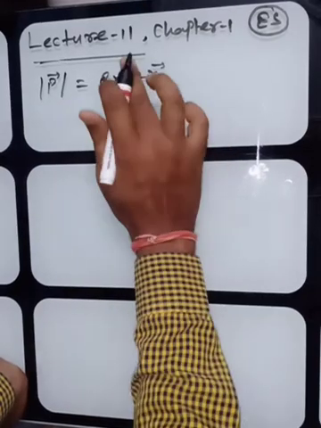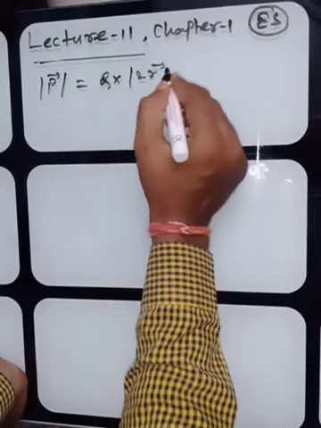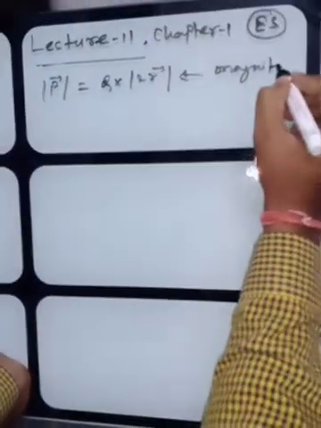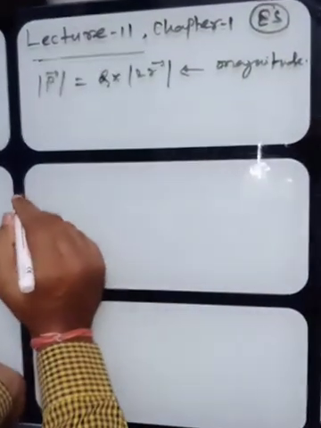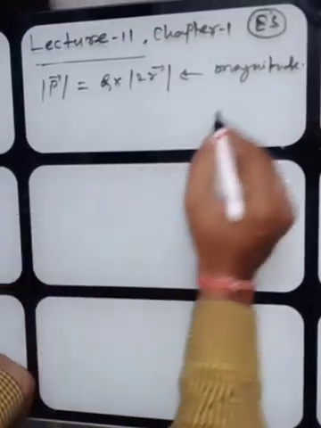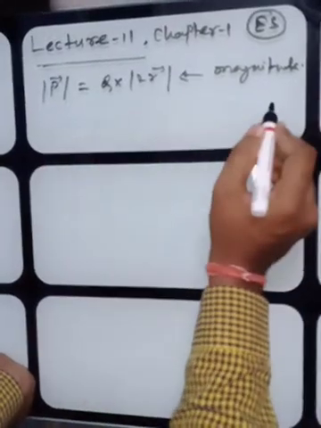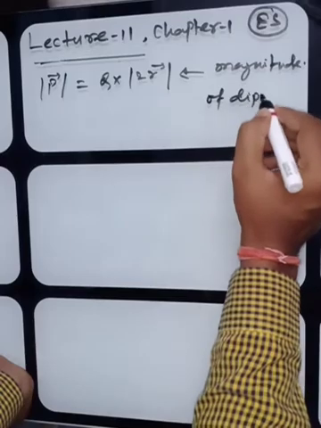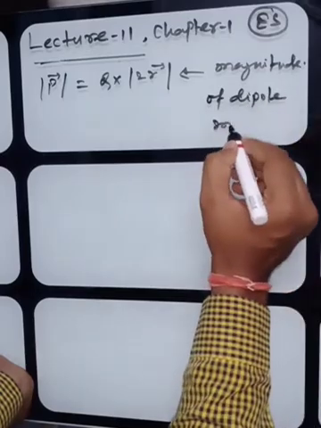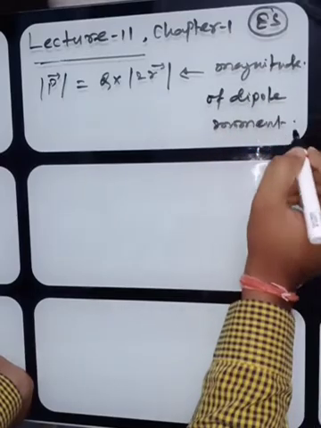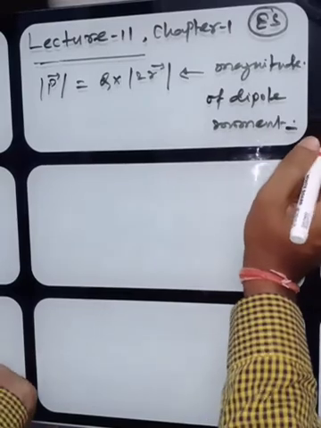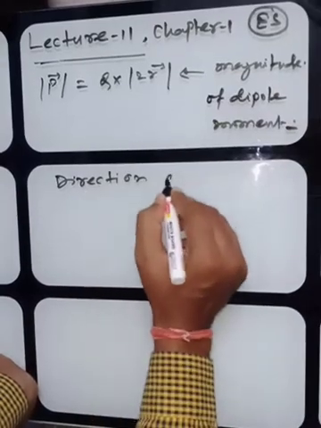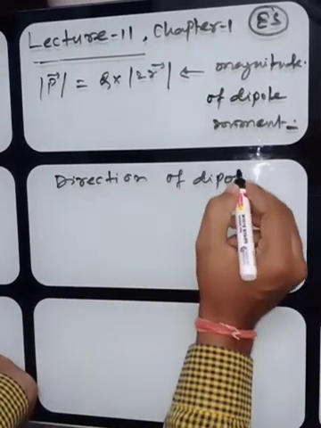q times 2r. This is the magnitude of electric dipole moment. Not the dipole actually, this is the dipole moment. Okay, now I'm asking the question, direction of dipole moment.